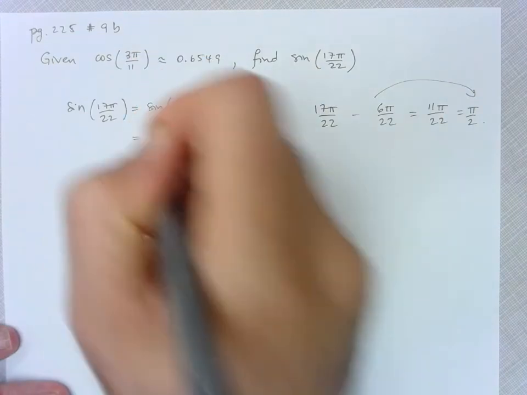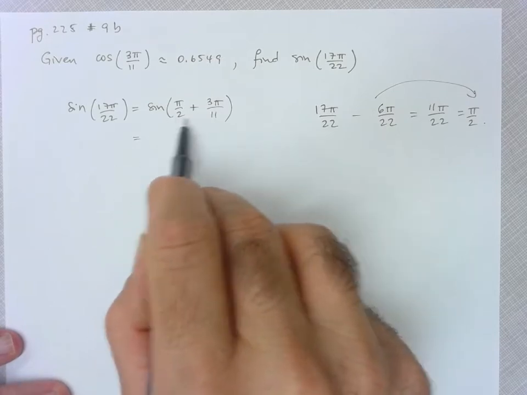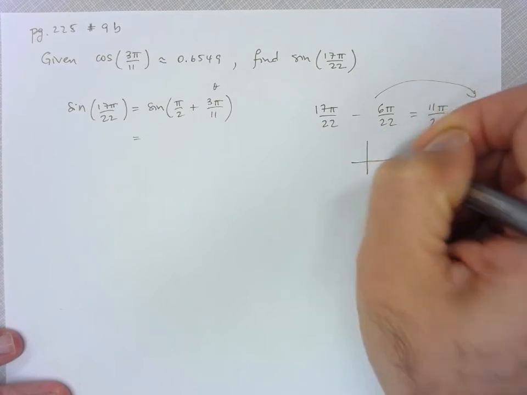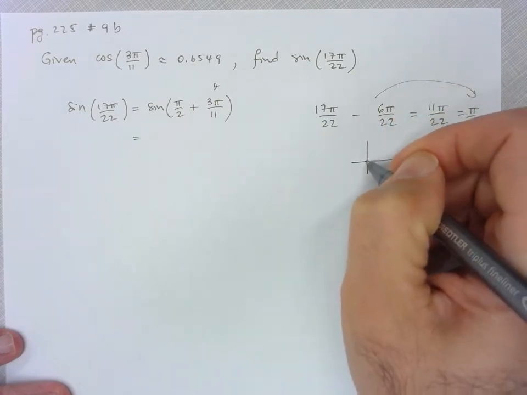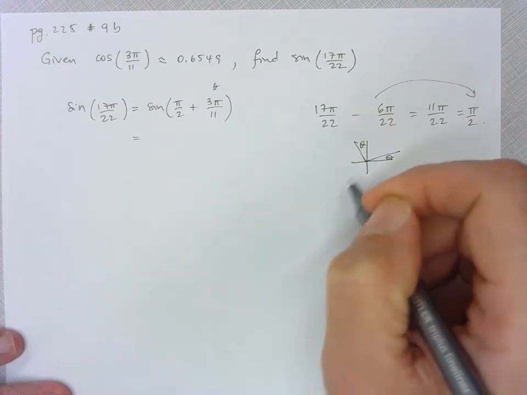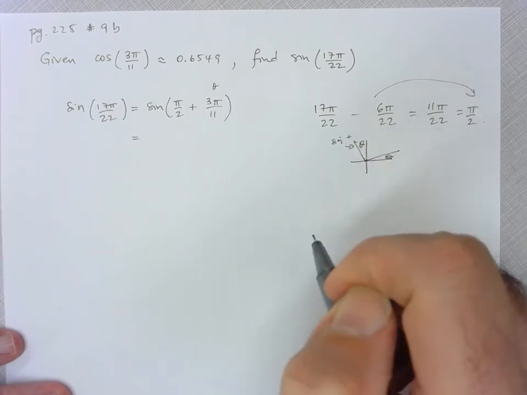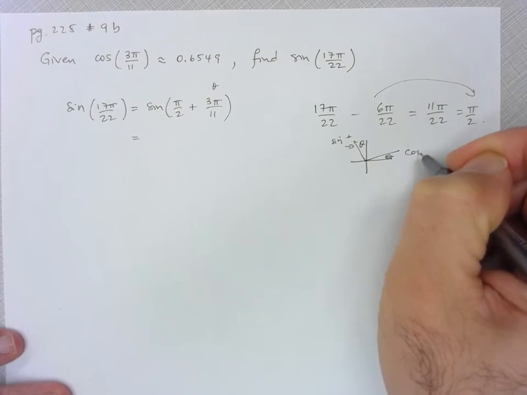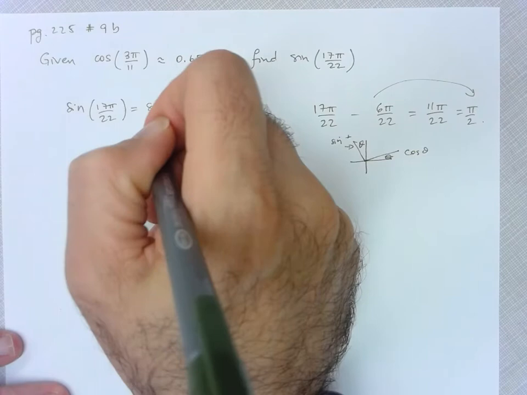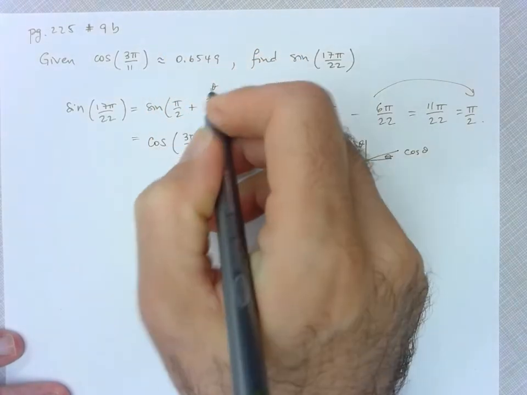Now we have a cofunction identity for this. If you don't remember it right off the bat, think of this as your theta and draw yourself a little picture. We've got pi over 2 plus theta. What's its relationship to the angle theta? Since it's sine of that angle, which is positive, it's going to be equal to the cosine of that angle. So this can be rewritten as the cosine of 3 pi over 11, whatever that theta angle was.